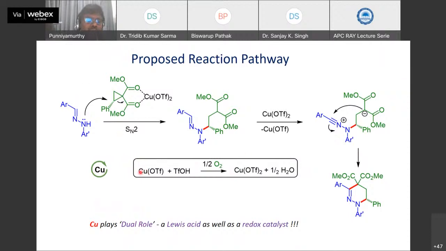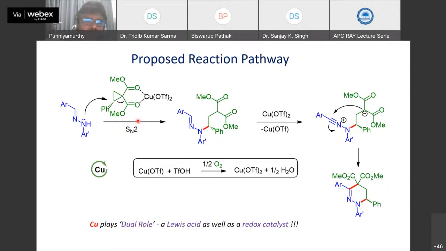The reaction pathway is shown here. Chelation of the copper triflate with this ester group can activate this carbon-carbon bond. Then this nitrogen can readily open it, and you form this intermediate. Now this can be oxidized, as you have just seen, where copper(II) is reduced to copper(I), generating this intermediate. This can then undergo an addition reaction with this carbon to give this cyclic compound. Here you generate copper(I) triflate and triflic acid, and with oxygen it can be further oxidized to copper(II) triflate to complete the catalytic cycle.